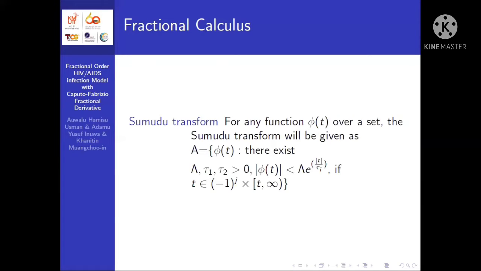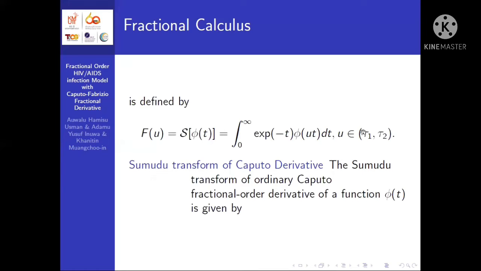Sumudu transformation. Sumudu transformation is a transformation criterion that transforms a function. It is defined by given a set A of functions, set of functions A equals f of t, such that there exists this, with a condition that t belongs to this interval. So the transformation is defined by this.